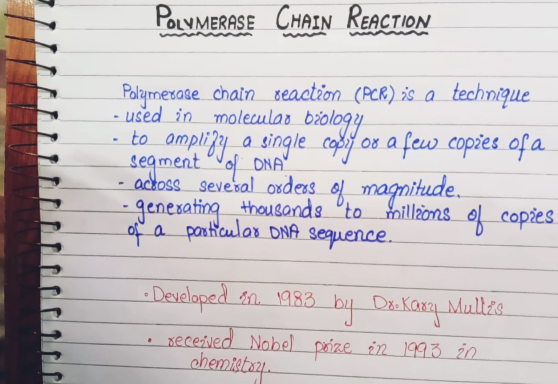So the first is, what is polymerase chain reaction or PCR? Basically, we know that it is a technique of molecular biology. Why do we use this technique? It is used to amplify a single copy or a few copies of a segment of DNA. What is the meaning of amplify? It means increasing the number of copies. So it is used to amplify a single copy or a few copies of a segment of DNA across several orders of magnitude, generating thousands to millions of copies of a particular DNA sequence or target DNA sequence.